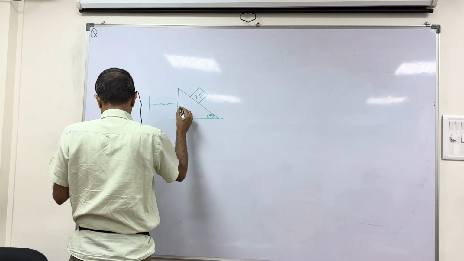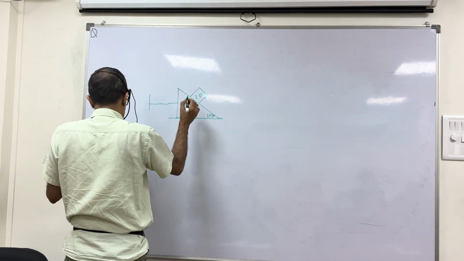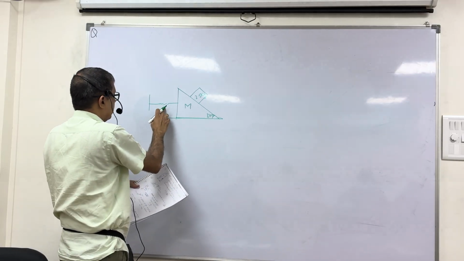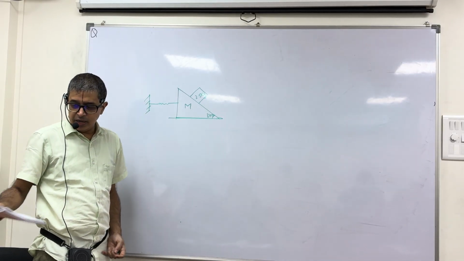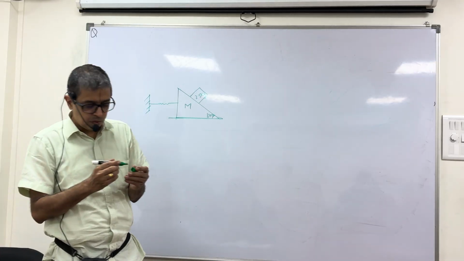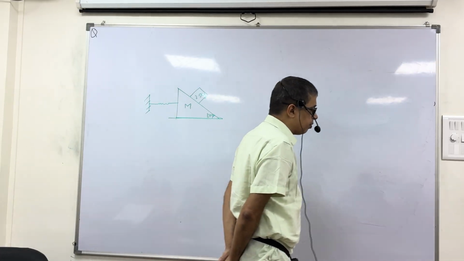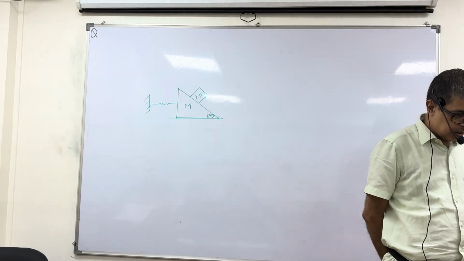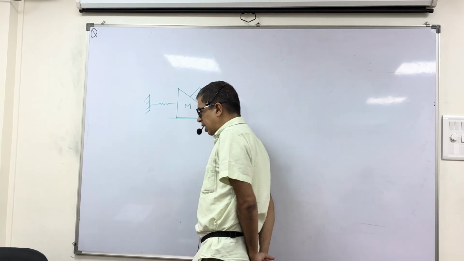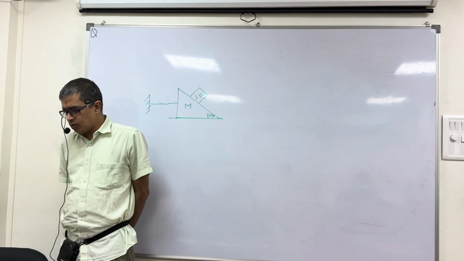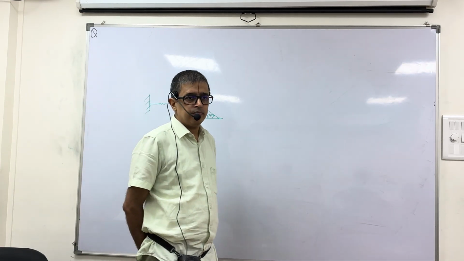2.5 kg. This block is in equilibrium. Find the reading of the spring balance. Write the statement. Find the reading of the spring balance when capital M is in equilibrium.